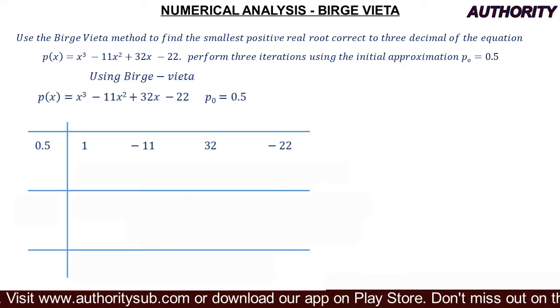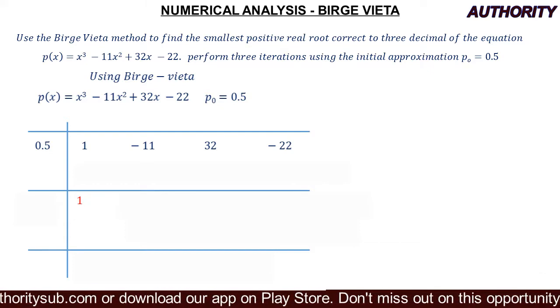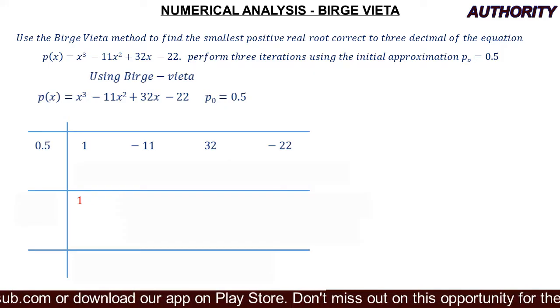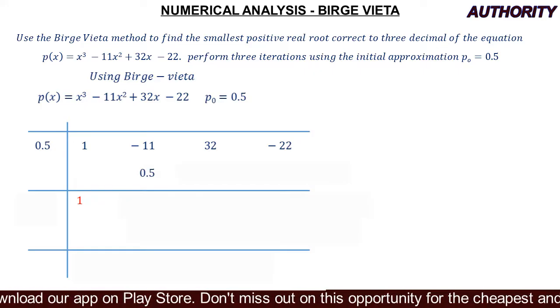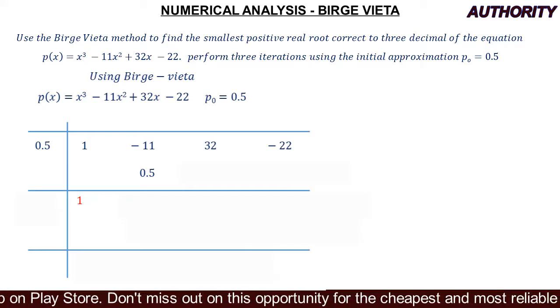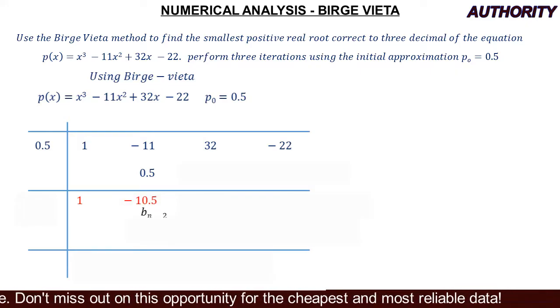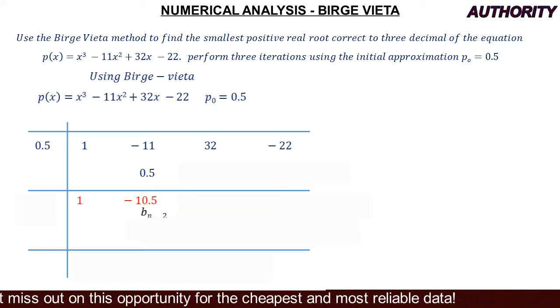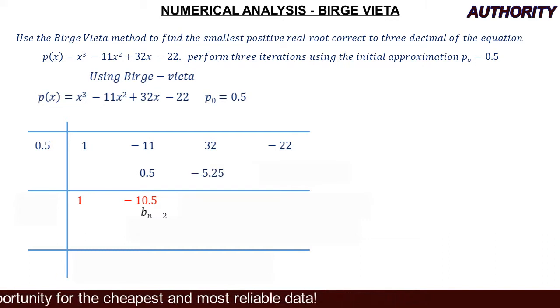Okay, good. So here, look at what we are going to do. The first one here, we bring it down. This 0.5 is going to serve as our divisor. So we have 0.5 multiplied by this 1, which gives us 0.5. Now minus 11 plus 0.5 is going to give us minus 10.5, and we write it under. Now, this minus 10.5 multiplied by 0.5 is going to give us minus 5.25.